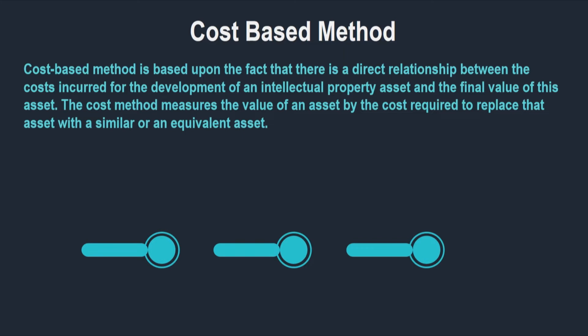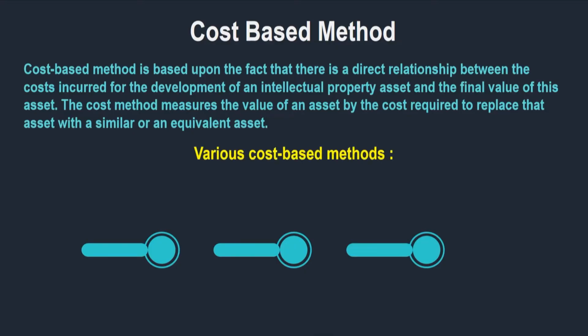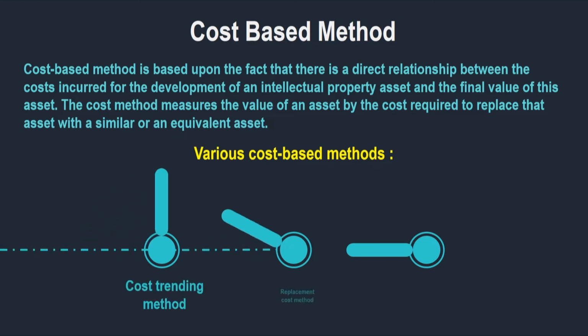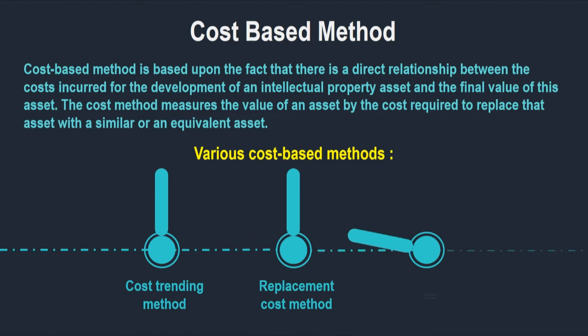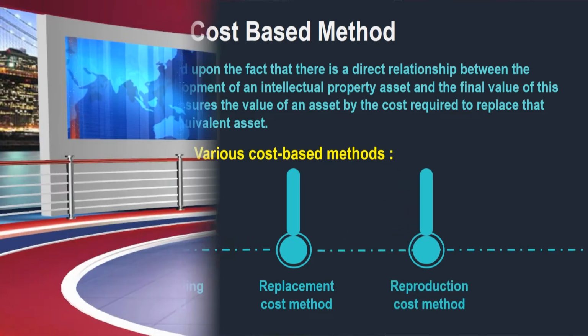The cost based method measures the value of an asset by the cost required to replace that asset with a similar or an equivalent asset. That means, what cost is involved if instead of that particular IP asset you go for another equivalent IP asset. That is what we understand by the cost based method. Now, these cost based methods are further of different types: cost trending method, replacement cost method and reproduction cost method. The details of all these are given in the e-content of this unit.